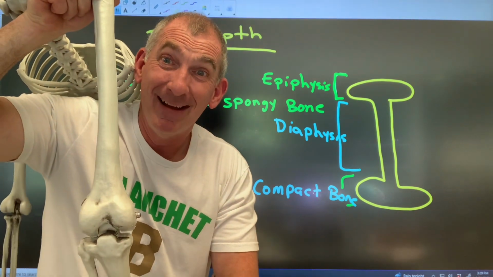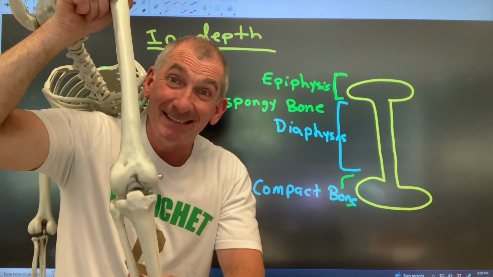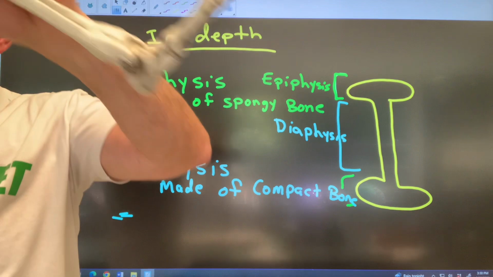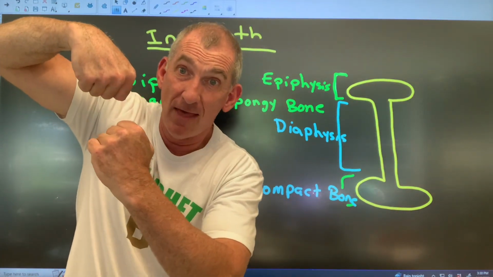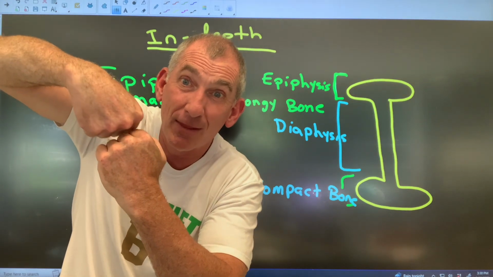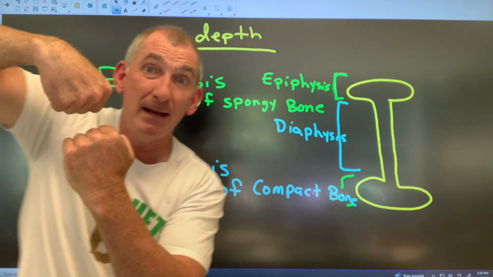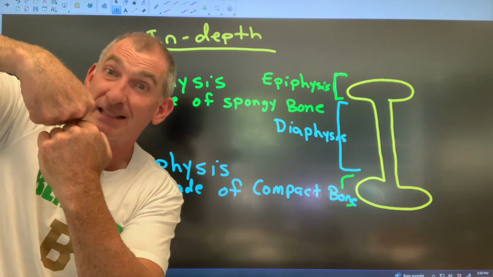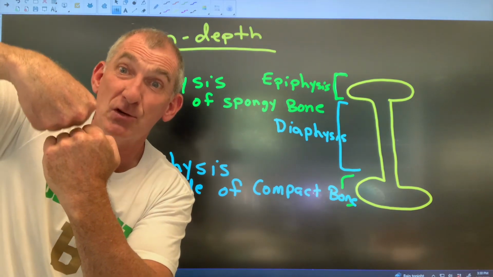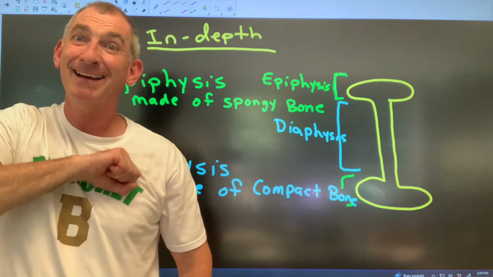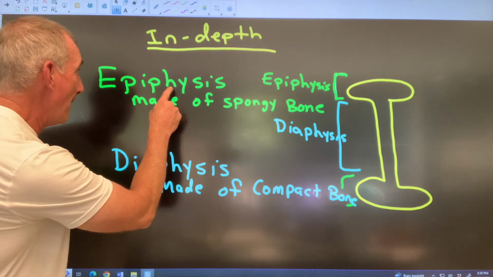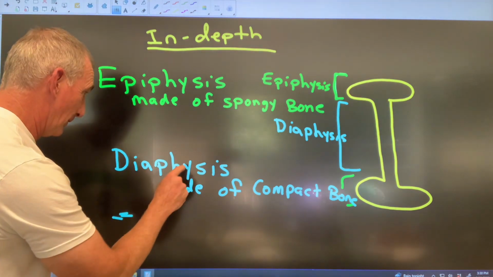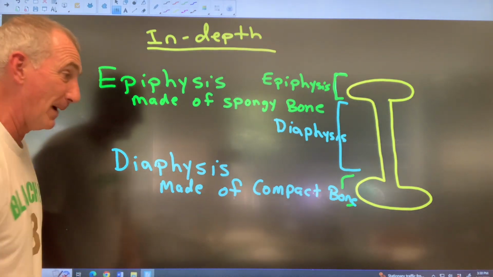Did you do it, Gabe? Yes! Because what happens a lot of times, like when I jump and land, the two ends, could they hit each other? By being made up of spongy bone, which is a little bit squishy, they could absorb the impact. Got it, Gabe. The epiphyses is made up of spongy bone. Diaphyses is made up of compact bone.